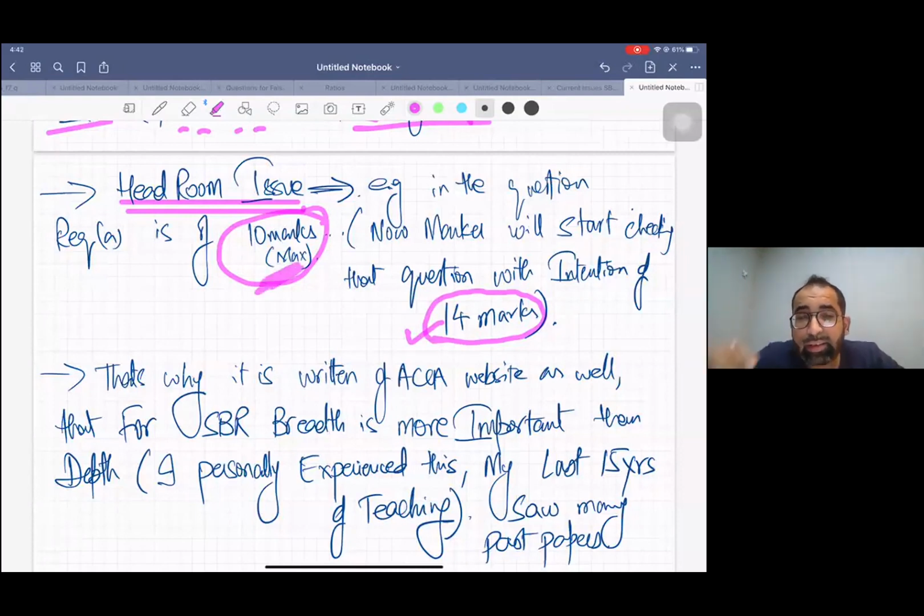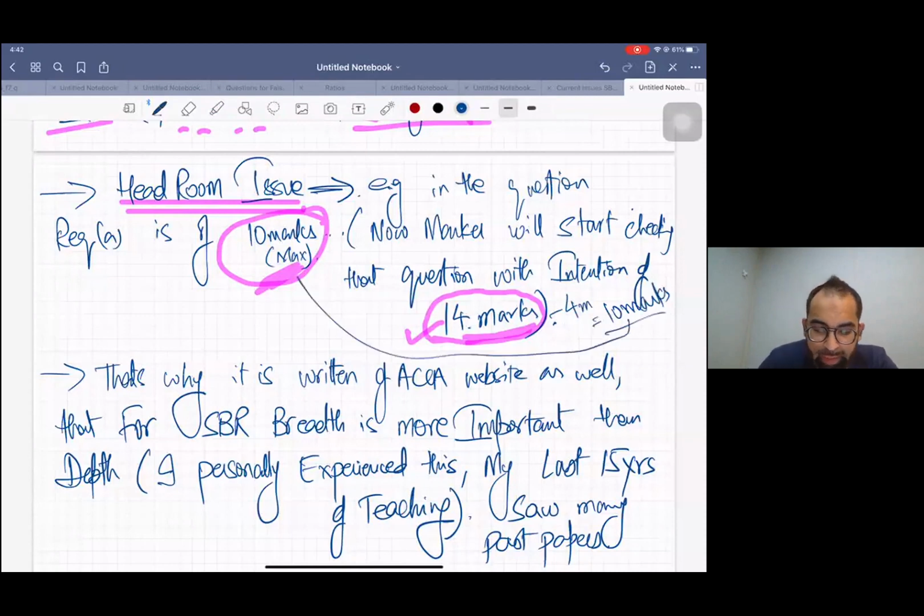But when the marker starts checking this part, 14 marks will be given to him. So what if you make a 4 marks mistake? If you make 4 marks of mistakes in this question, 14 minus 4, still you will get 10 marks, which is your complete marks.